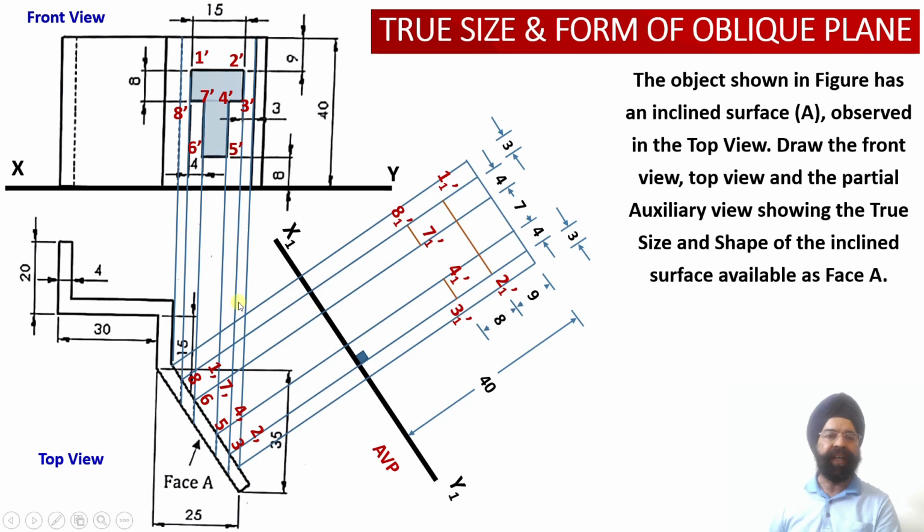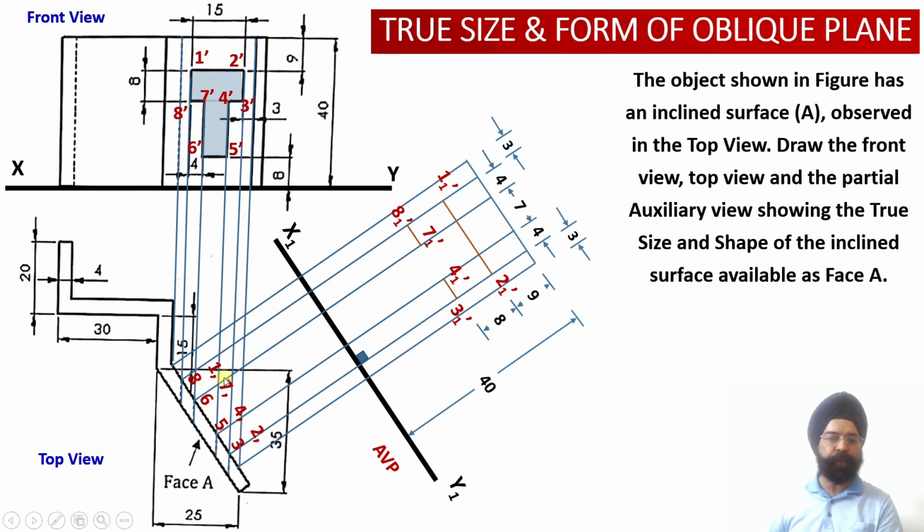31 dash over here. And finally, these are the 2 points 6 dash and 5 dash, which are available with us at a height of 8 millimeter from the XY reference line or the ground. Now this is the distance of these 2 points, 8 millimeter, 6 dash and 5 dash. Now as I move along this particular point 6 dash into the top view, I locate the position of point 6 onto the edge view over here.